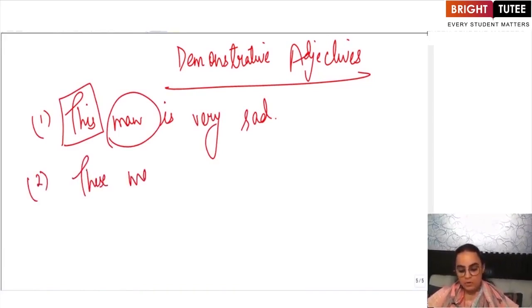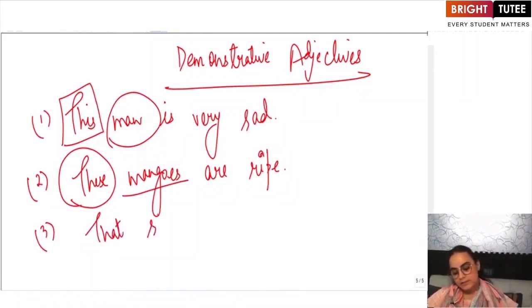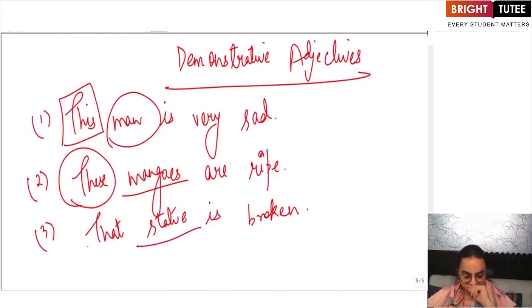These mangoes are ripe. These is my demonstrative adjective. Why? Because it is used before a noun. That statue is broken. What is my noun? Statue. And since that is used before the noun, therefore it is a demonstrative adjective.